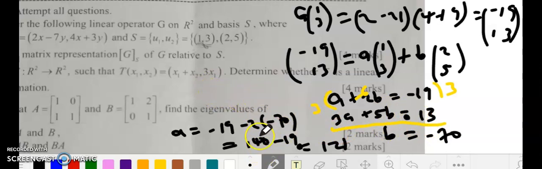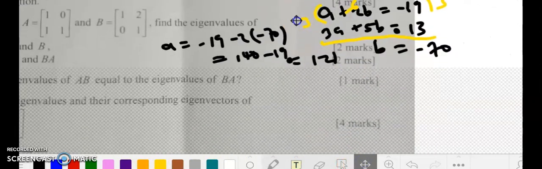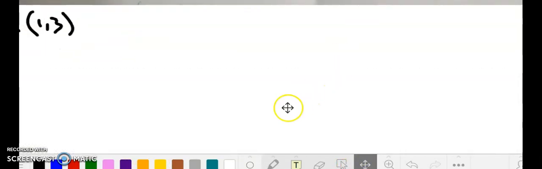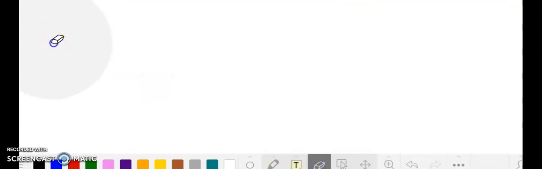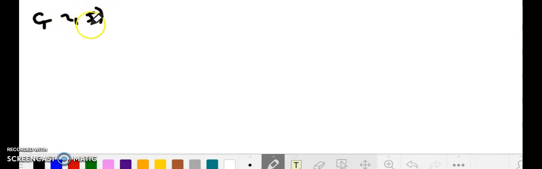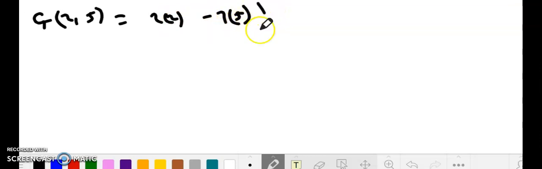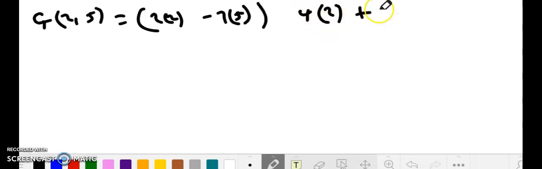So now let us see what will be the value for G when we represent it in the form of 2 and 5, because remember what we are solving here is G in terms of the base 1 and 3. So G in terms of 2 and 5, let's see how to do that. So G here will be, following the step we did last time, 2 multiplied by 2, and then we have negative 7 multiplied by 5. Also here we will get 4 multiplied by 2, then plus 3 multiplied by 5.